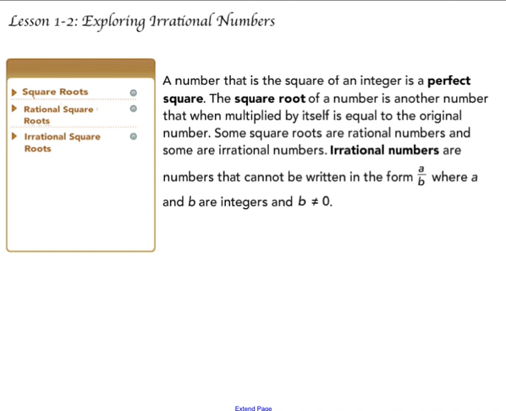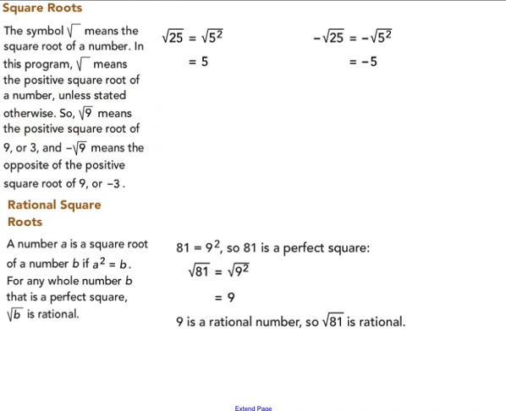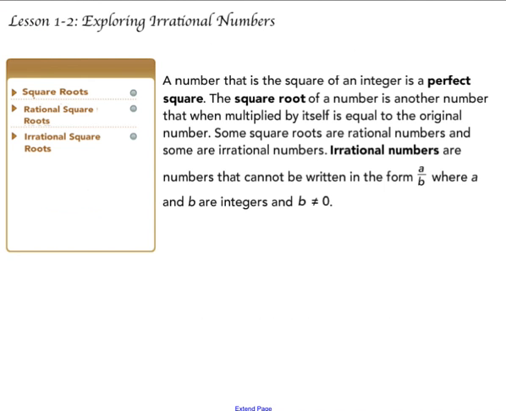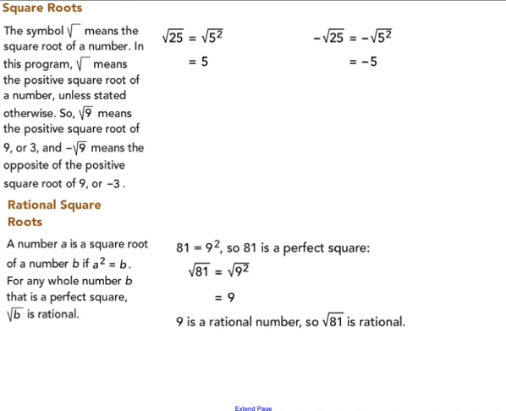Squaring a number, the opposite of squaring a number is square rooting a number. So 3 squared equals 9. That means the square root of 9 equals 3. Here are some examples of perfect squares. These are all rational numbers. So the square root of 81 equals 9. That is rational. So those are rational square roots, okay?